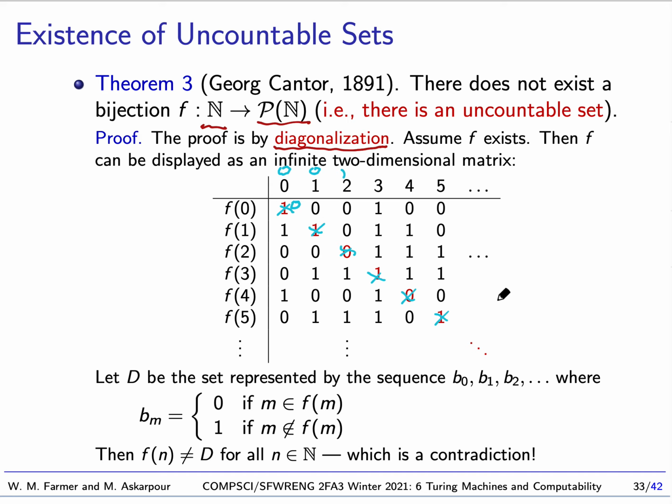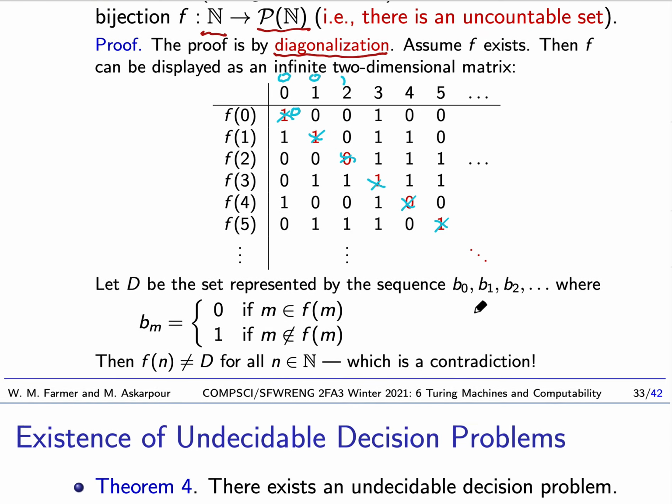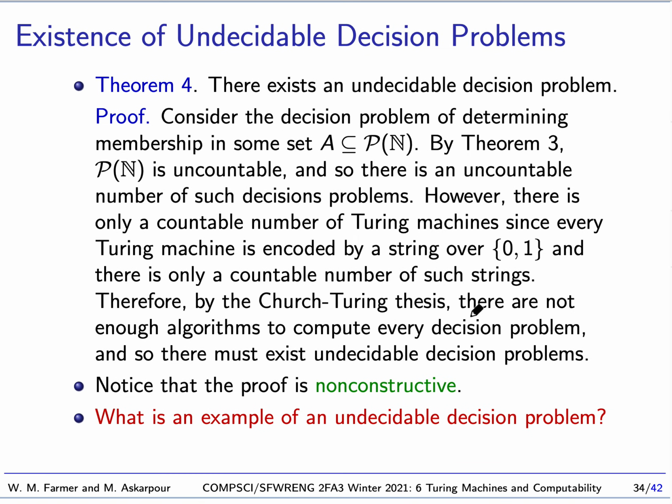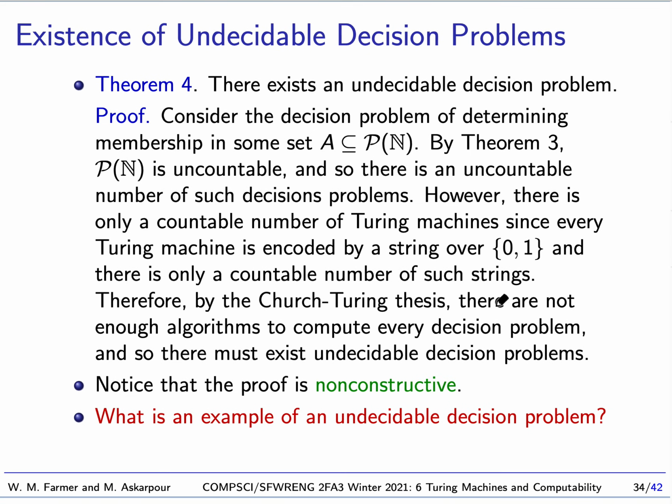This result really shook up a lot of mathematicians in the 1800s. This is one of the results which is the beginning of modern day set theory. Okay, so what does this have to do with undecidable problems? Well, we can now prove that there exists an undecidable problem.